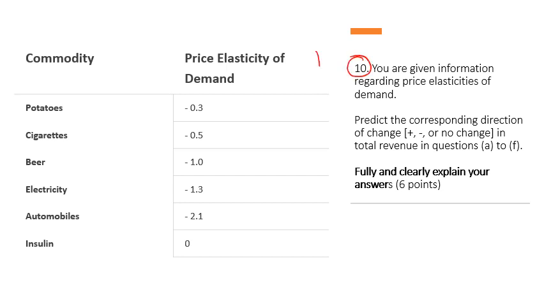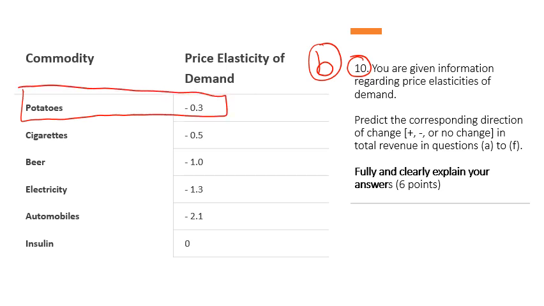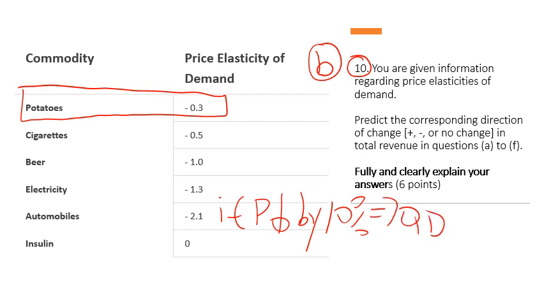This is 10B, and the product in question is potatoes. And what we're told is that the price of potato falls. So if the price of potatoes falls by 10%, what will happen to the quantity demanded? Well, it's going to go in the opposite direction because of the negative sign. It's going to go up by how much? By 3%.